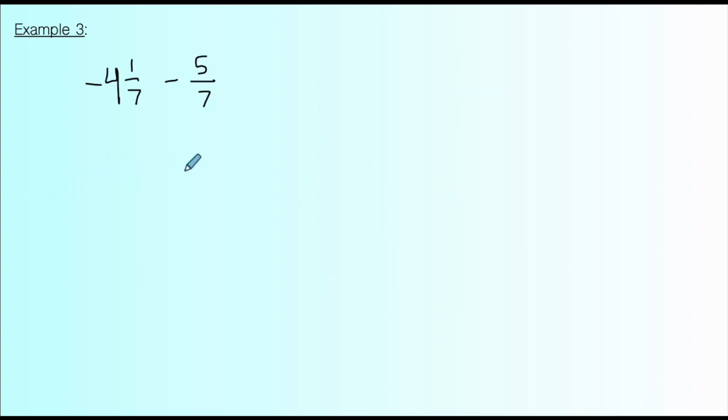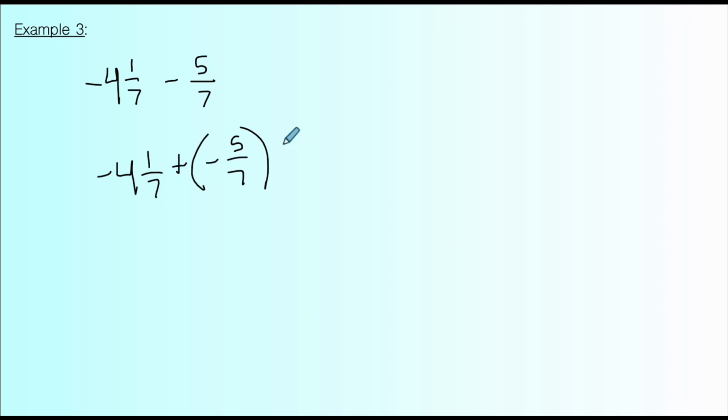All right, last question. Negative 4 and 1/7 minus 5/7. Subtraction, I always change it to adding the opposite. The opposite of 5/7 is negative 5/7, and I keep the first fraction the same. So negative 4 and 1/7 plus negative 5/7.